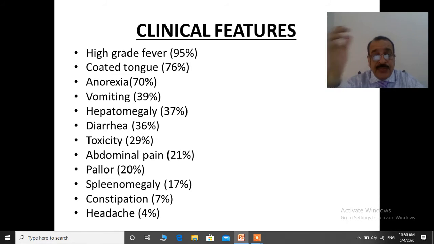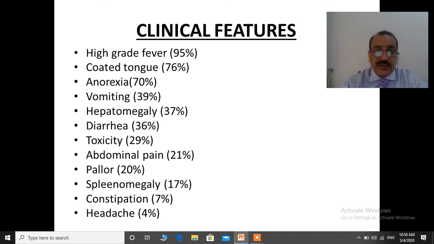This slide shows the ratio of different clinical features, clinical signs and symptoms of the disease. High-grade fever is present in more than 95% of the patients, the coated tongue in 76% of the patients, 70% of the patients are anorexic, 39% of the patients may vomit, and hepatomegaly is seen in 37% of the cases.